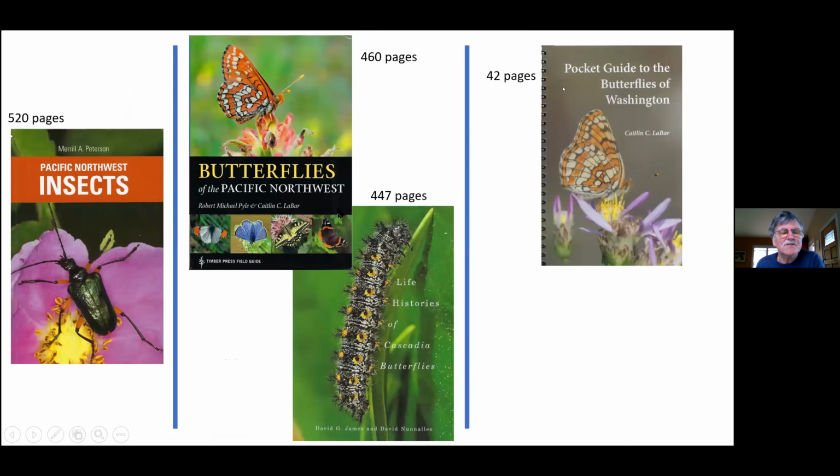Now, here are the books. It is this book and this book that I wanted to mention. This is the pocket guide that is really wonderful. It's 42 pages. You could slip it into your back pocket if you want. This one is quite a few pages. Mine is blocked out. I think it's like 400 pages or something like that.